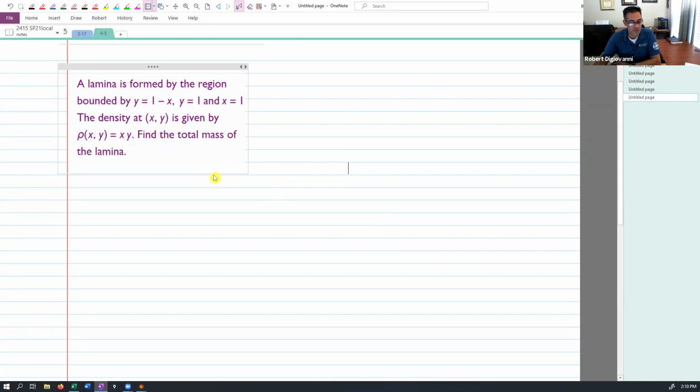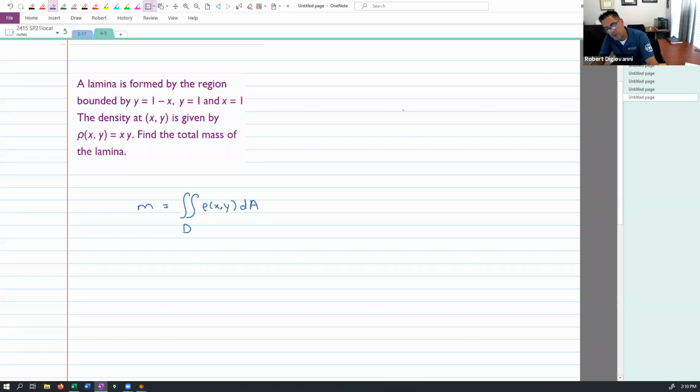Find the total mass. So I already know that the mass is equal to the double integral over the region D of the density function dA. That's the big first formula at the start of this section. And so I just need to figure out what this region is. Okay, so let's take a look at this region.